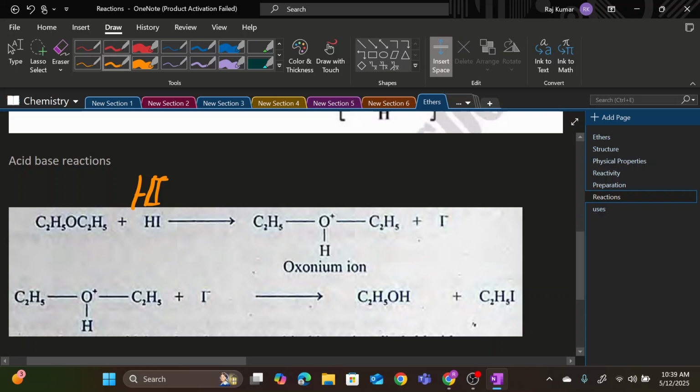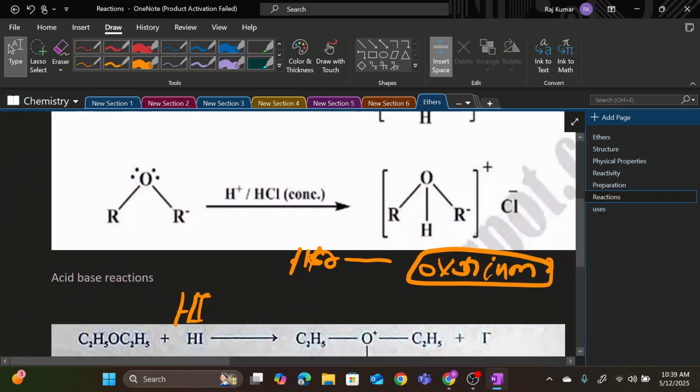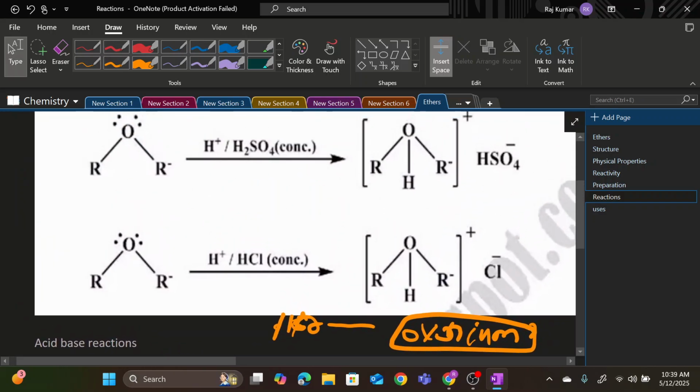If we perform the same reaction with hydrogen bromide, it is not going to give us alkyl halide and alcohol. Rather, hydrogen bromide would react with ether to form an oxonium ion, and the reaction will stop there. There will be no formation of alcohol and alkyl halide.